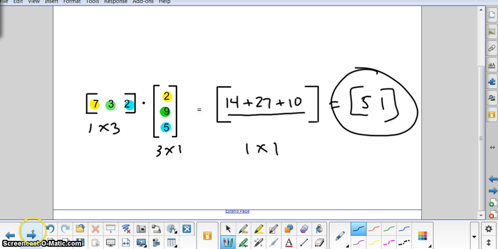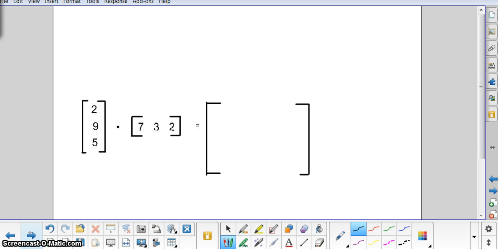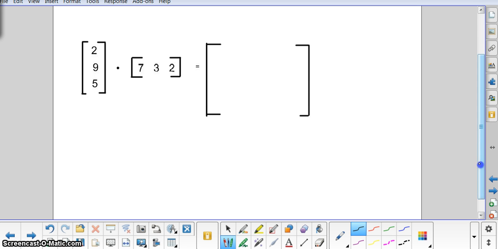Okay, we're almost done. Thank you for staying with me. So now here we have the same two matrices, but I'm switching the order. So instead of doing the 1 by 3 multiplied by the 3 by 1, I'm switching it around. So let's go ahead and perform this multiplication problem.